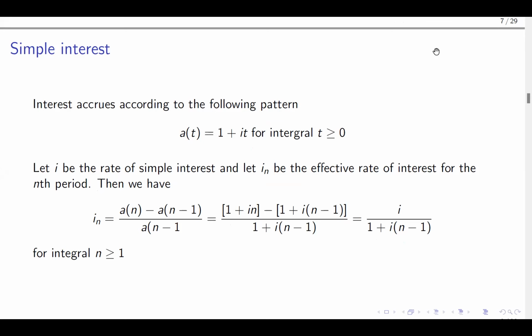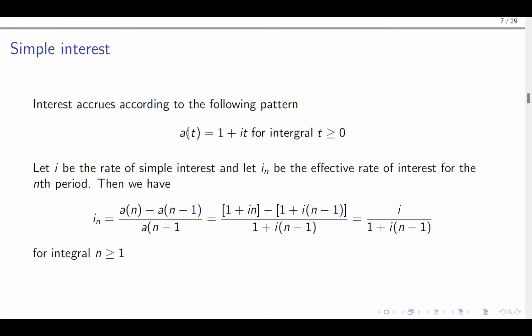Now, discussing the topic of interest, there are two major types of interest known in literature. The first type is simple interest, and then we have compound interest. So under simple interest, interest accrues according to the following pattern.